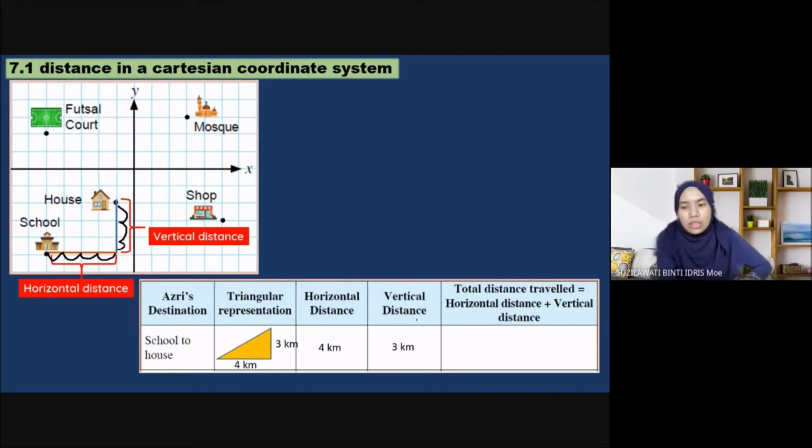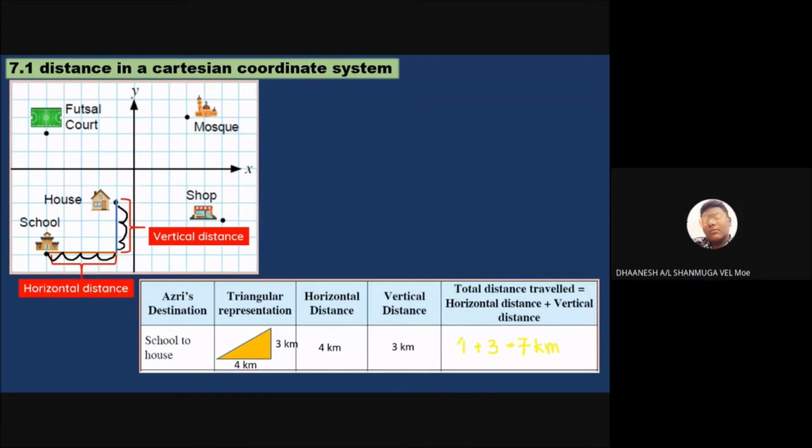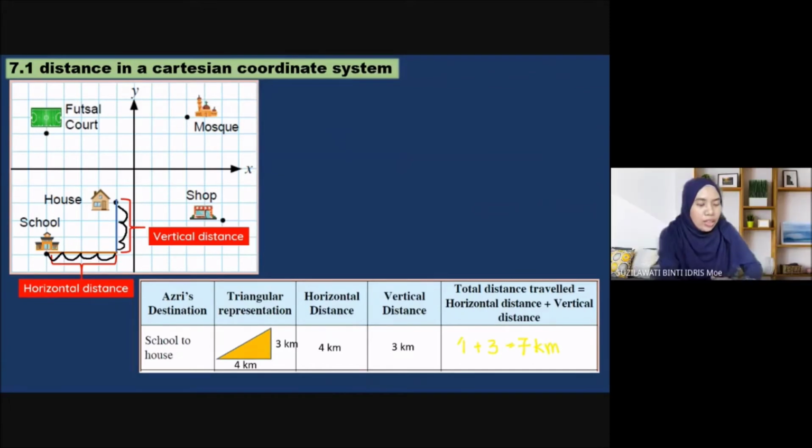So total distance travelled is horizontal distance plus vertical distance. 4 plus 3 will be 7 km. This is the total distance travelled from school to house. Do you have any question? No, teacher, clear. Okay, let's proceed.